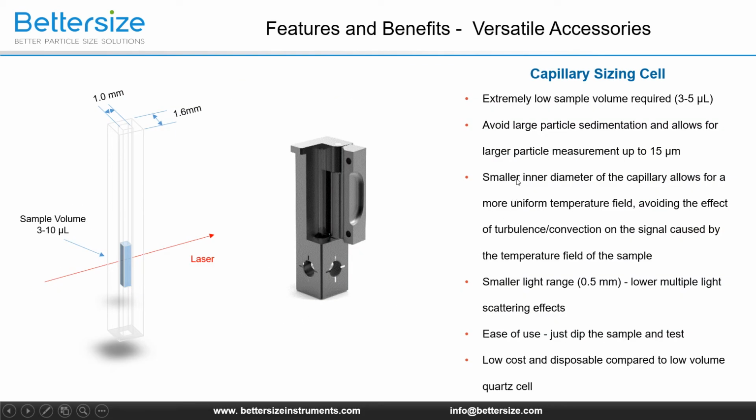For the size measurement of the Binano 90Z, there's a cuvette designed for ultra-micro volume sample called a capillary sizing cell. Extremely low sample volume, down to 3 microliter, is required. It can avoid large particle sedimentation, so microparticle measurement becomes possible. It has very small inner diameter, which is 1 milliliter, to avoid the effect of turbulence or convection on the signals. Another benefit of a small inner diameter is the low multiple light scattering effect that affects the size result.